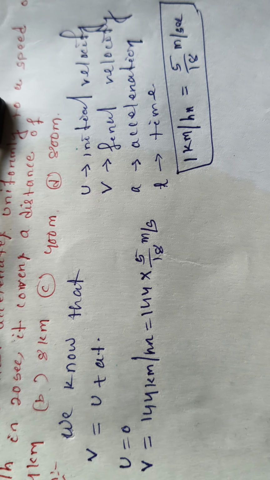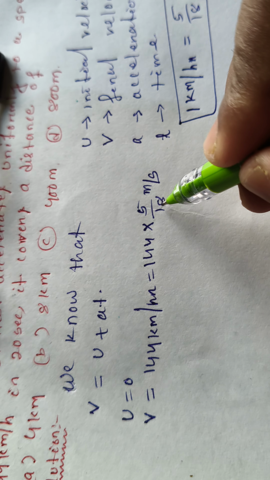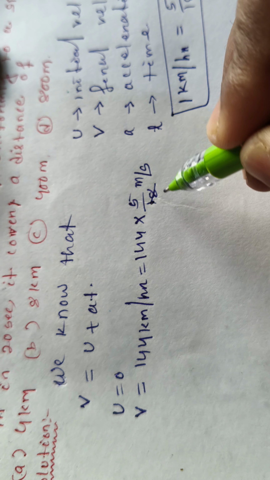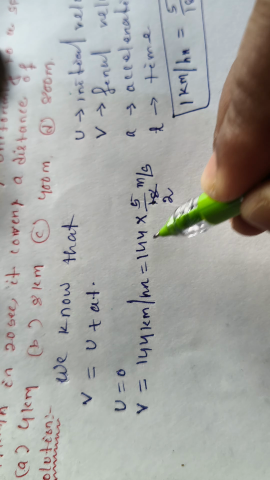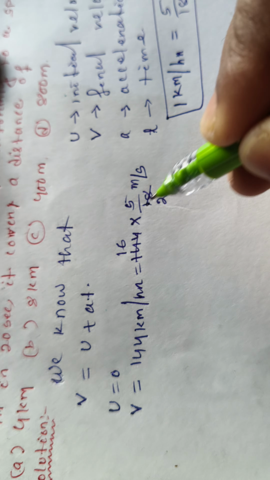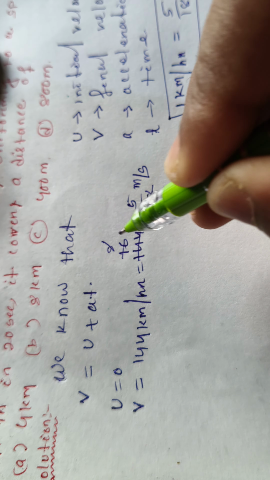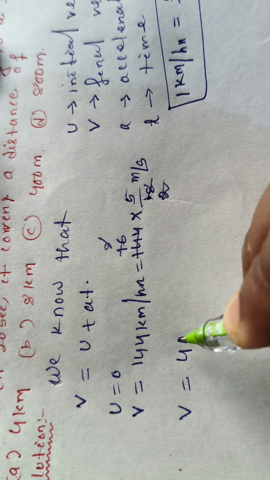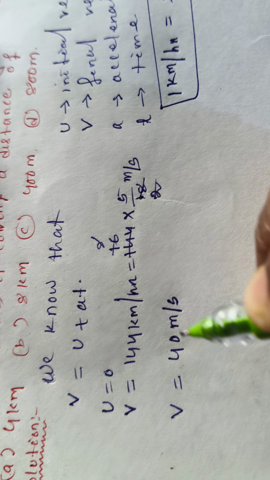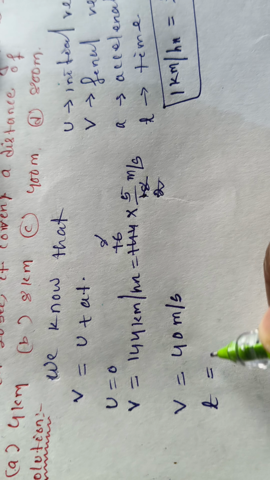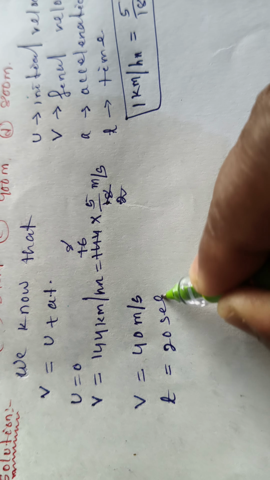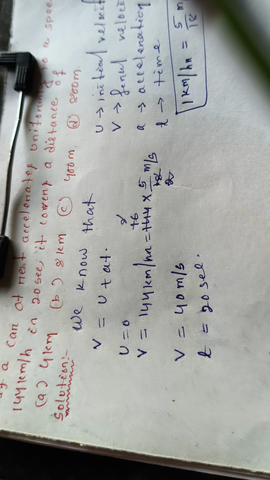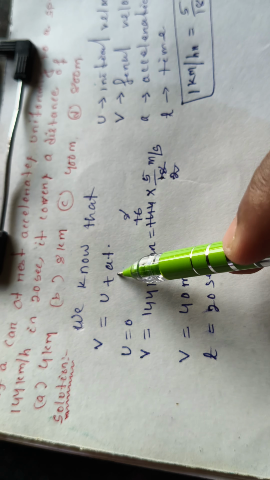Okay, so you got it. So that final velocity is equal to 40 meter per second and time is equal to how much? 20 seconds. So now substitute these values in this equation.